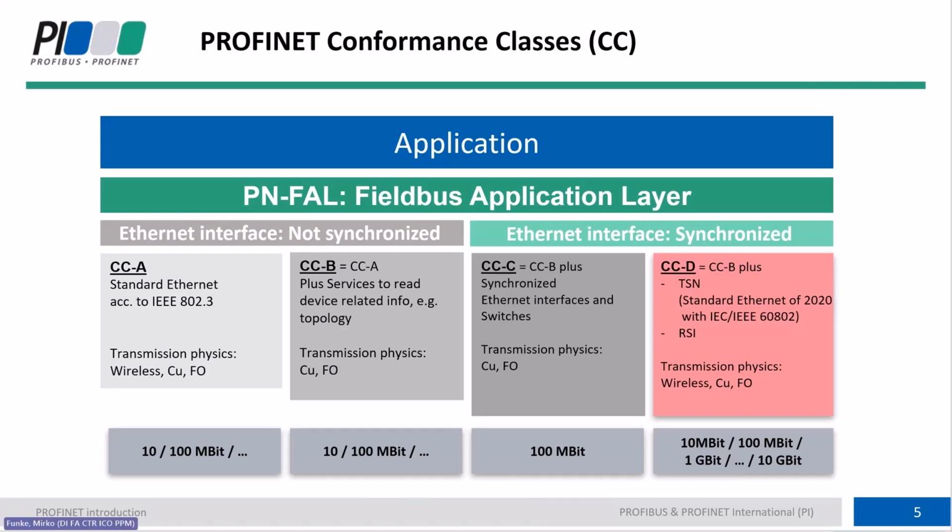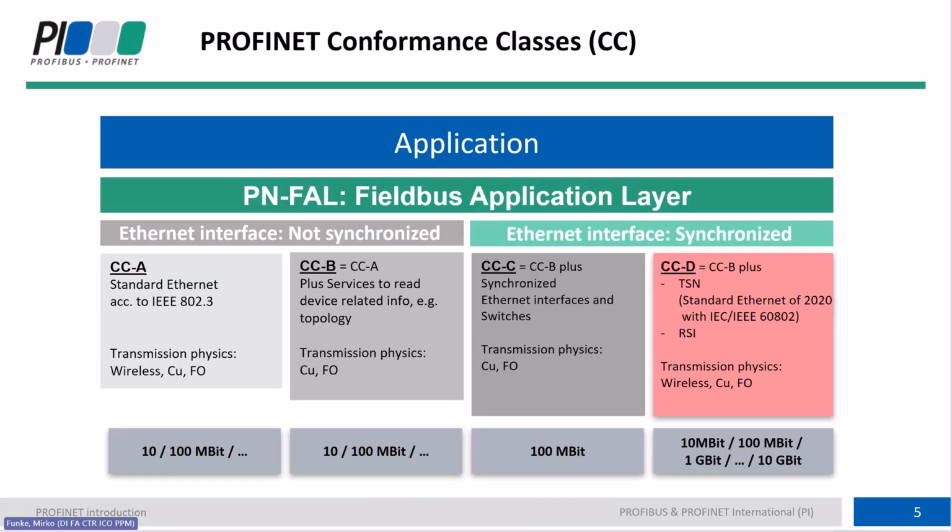Because we are running the same fieldbus application layer, but we can run this at certain speeds, we distinguish between so-called conformance classes. Why does it make sense to distinguish between them? Because not each and every device needs to implement everything.